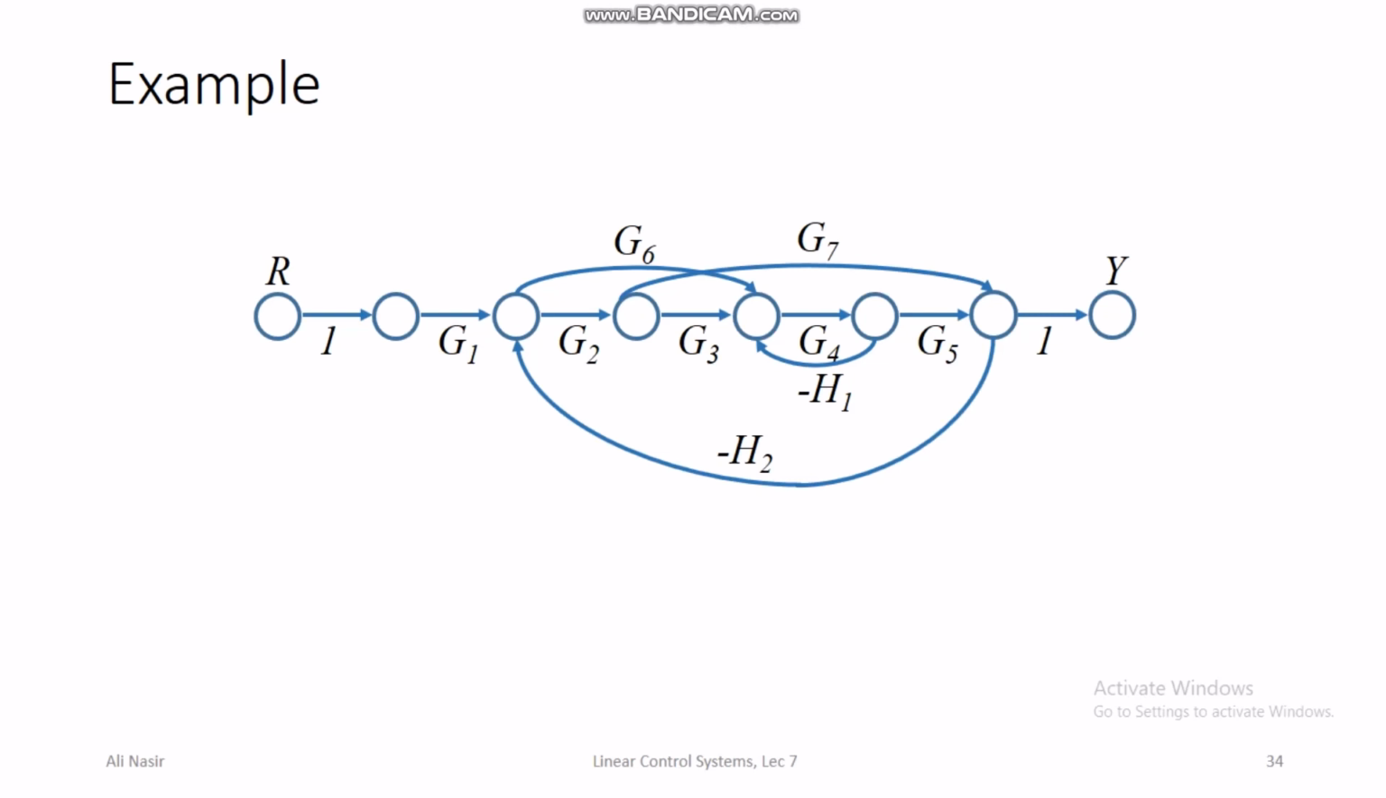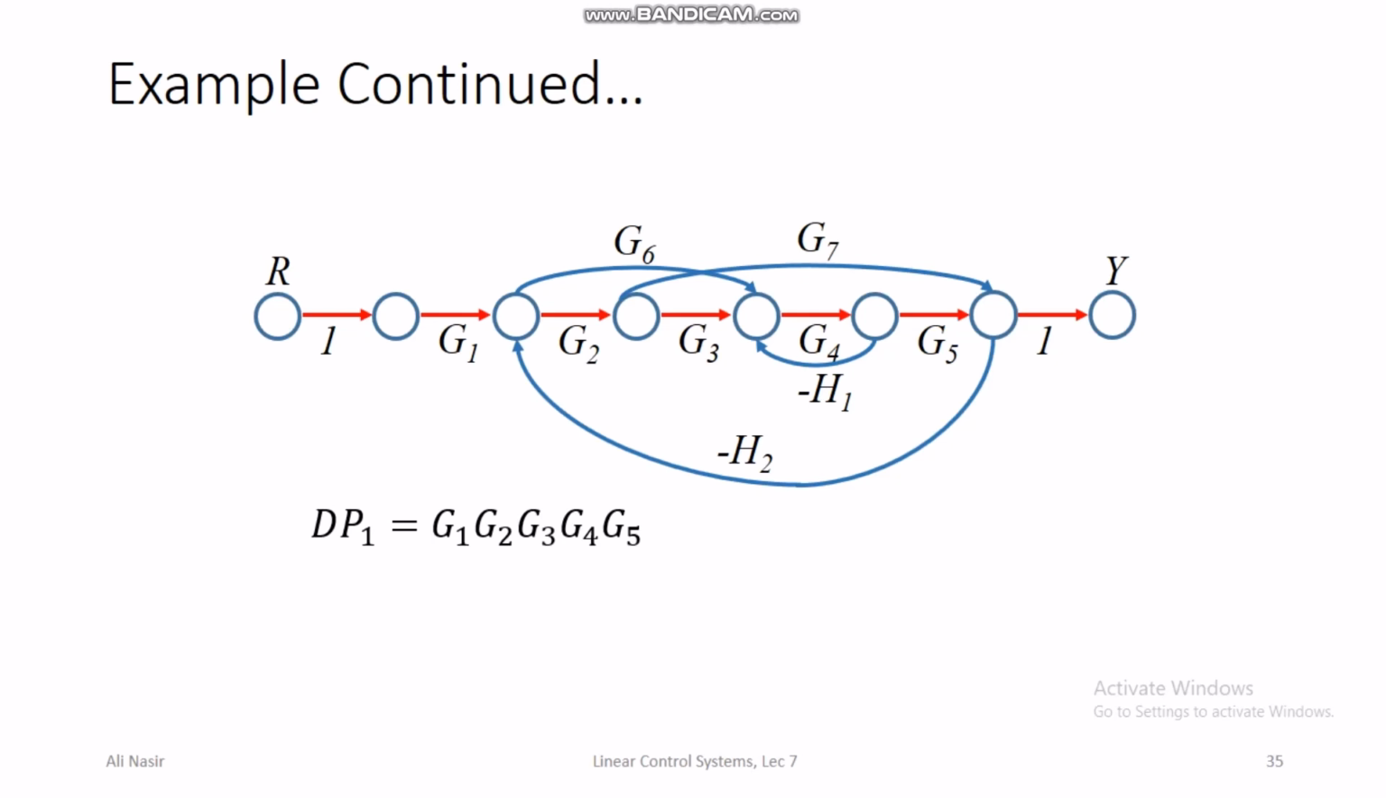And there are quite a few loops in this signal flow graph, and we will see how many loops are there. First of all, let's see what the direct paths between R and Y are. So you can see I have highlighted one direct path, and this direct path between R and Y is G1, G2, G3, G4 and G5. So this is the transfer function of direct path 1 between R and Y.